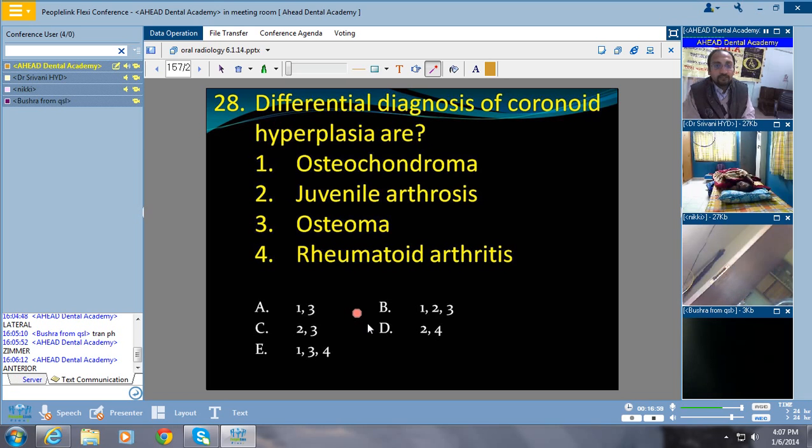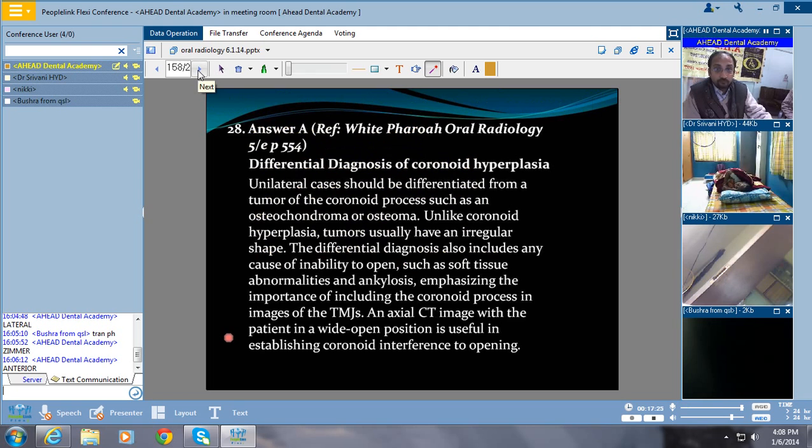Other than osteochondroma, what else is there? In juvenile arthrosis, nothing happens. In rheumatoid arthritis also nothing happens. Only in the case of osteochondroma and osteoma are you able to see hyperplasia of the coronoid bone. So both types we are able to visualize. Is it clear?